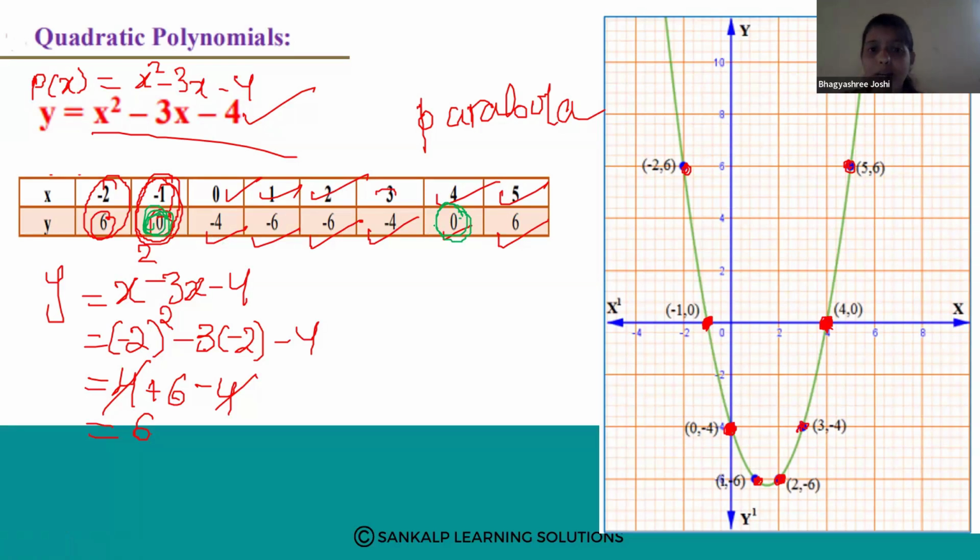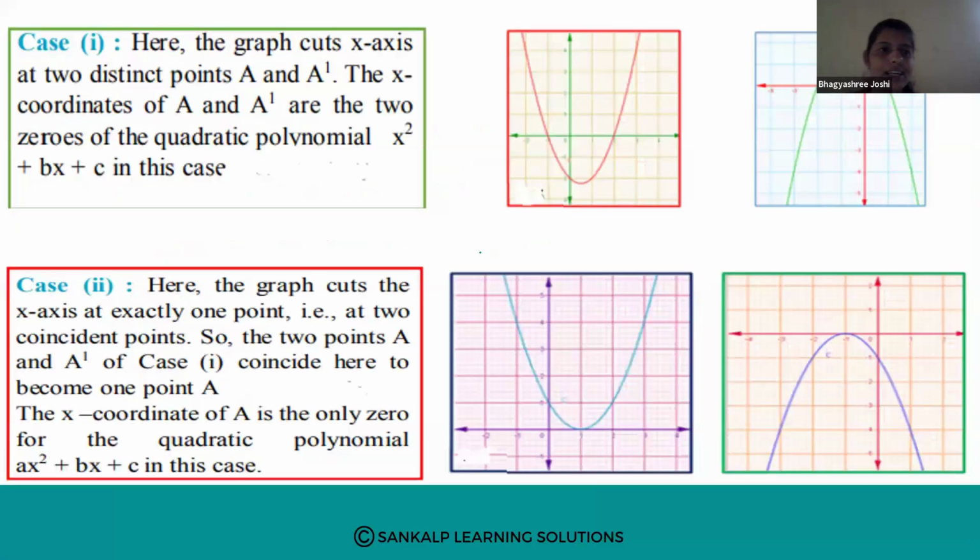That means the polynomial value is 0 in two cases. That means it has two zeros. That is (4, 0) and (-1, 0). Ide values graph alli bandidena nodana. (-1, 0) and (4, 0). Yes. Okay. Understood. Okay. Shall we move to the next concept?